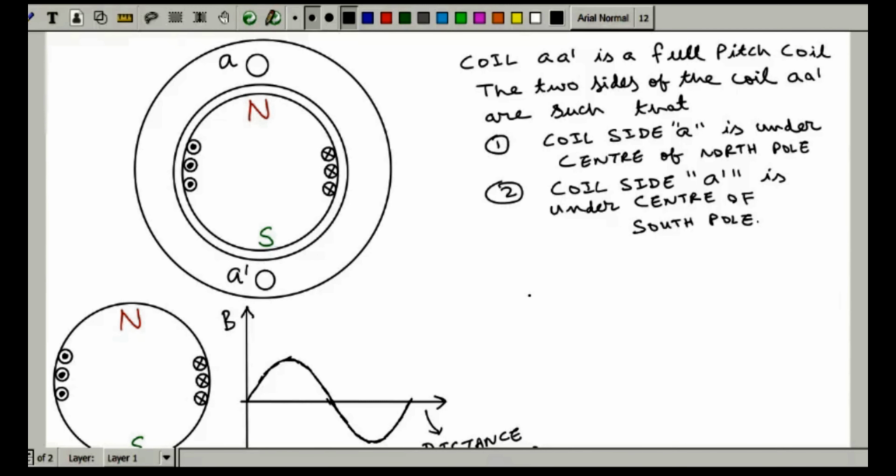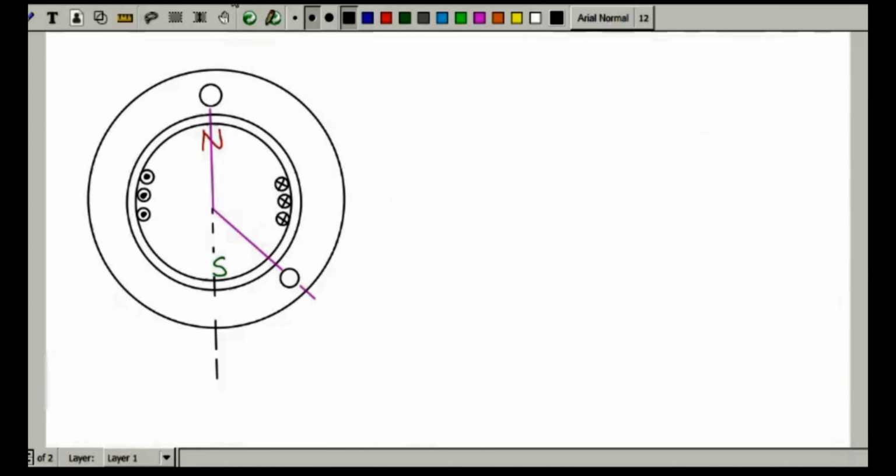Now, what is the meaning of short pitch coil? Short pitch coil can be this one. Let me show you. Over here you can see this arrangement of coil. Let's say this is your coil side A, this is your coil side A dash. So this coil AA dash is said to be a short pitched coil.